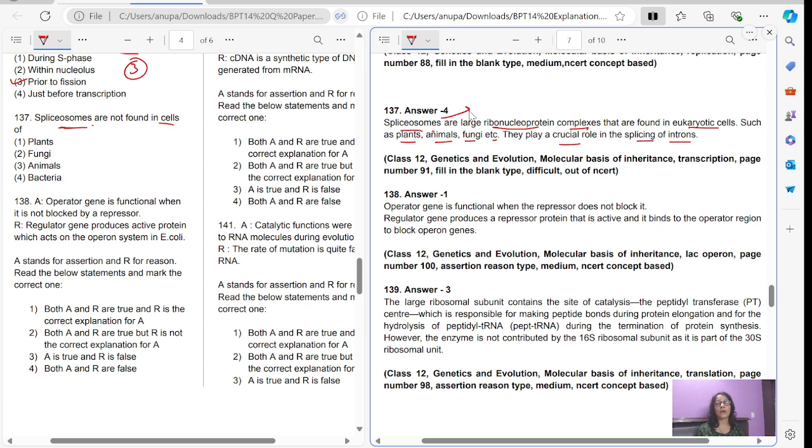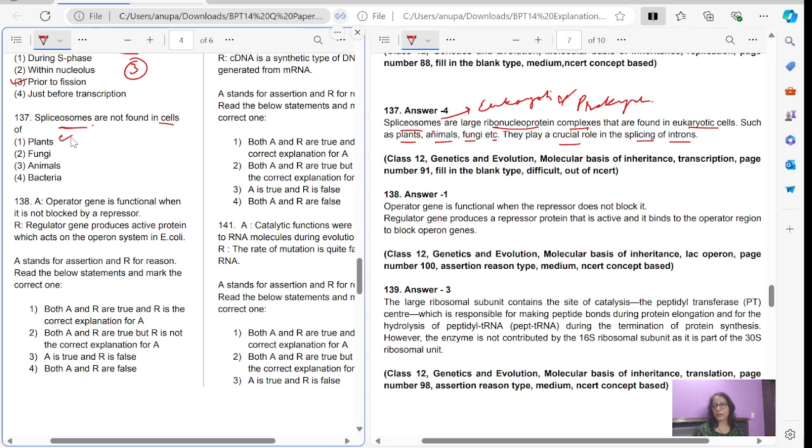So they will be found in eukaryotic cells and not in prokaryotic cells. Let's see the options. The options are plants, which are eukaryotic, fungi, animals. So all these three are eukaryotic. So a spliceosome will be found here, but bacteria is a prokaryote. So spliceosome will not be found in bacteria. So the answer for this question will be option number 4.